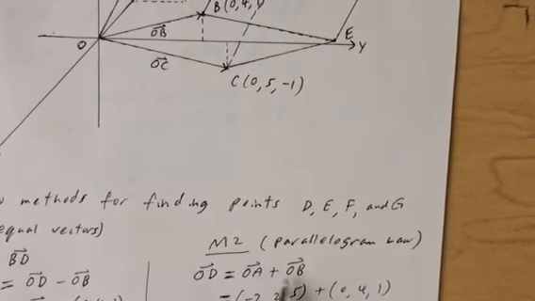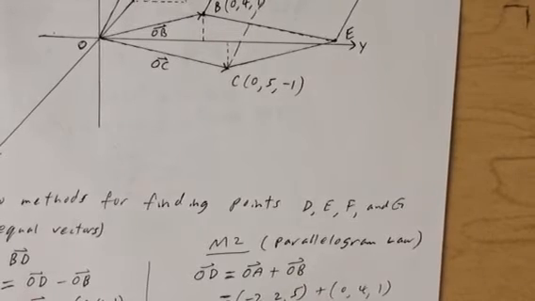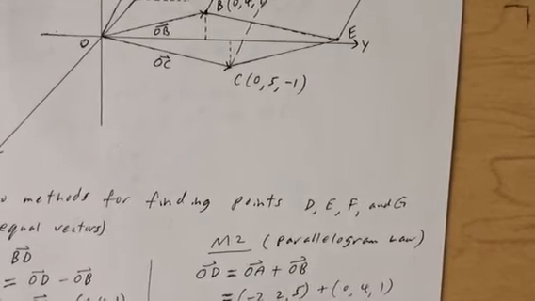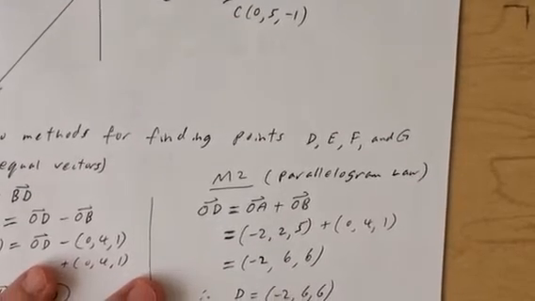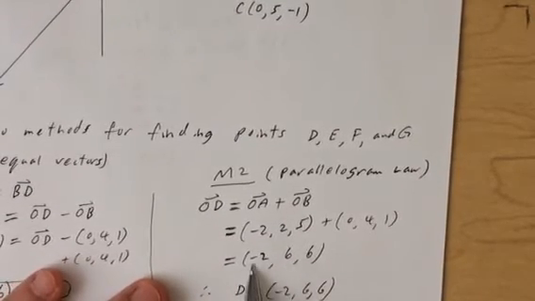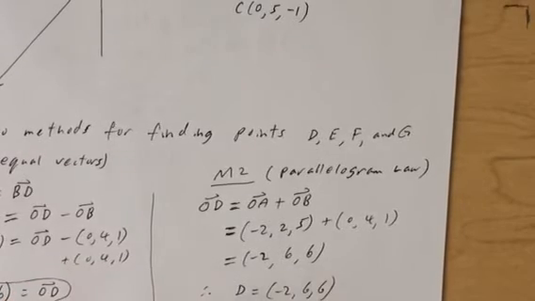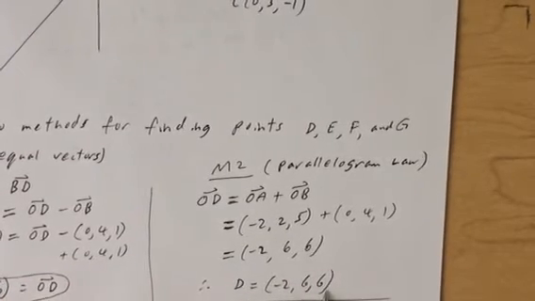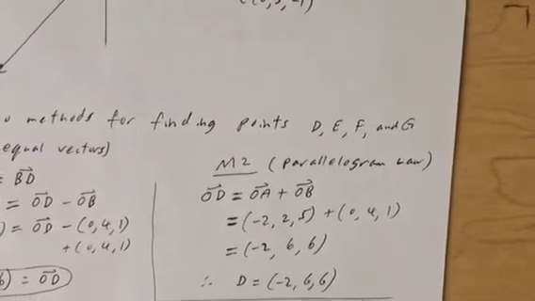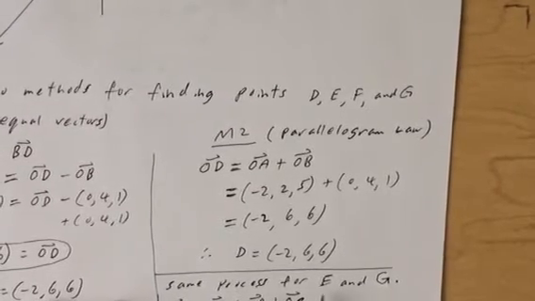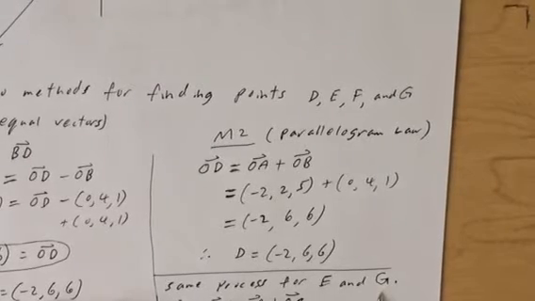Now we can just substitute in what those vectors are. We know them. Okay, so substitute them in, combine them, and we get that OD equals negative 2, 6, 6. Therefore, the vertex D is negative 2, 6, 6. Okay. Same process will work for E and G using parallelogram laws.